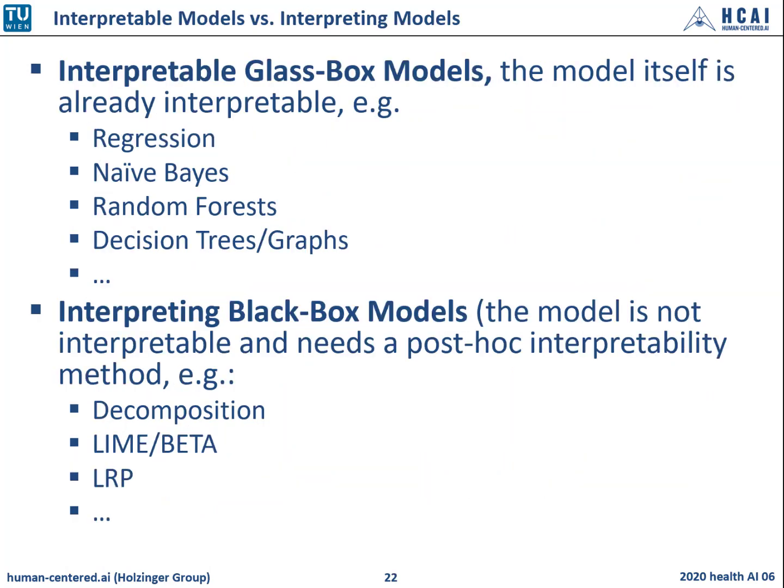So for now, what are interpretable models versus interpreting models? So we have the interpretable glass box models. That means that the model itself is already interpretable, for example, regression or naive Bayes, random forest, decision trees, for example, graphs. Graphs are already interpretable also to a human. And then we have these interpreting black box models. So the model is not interpretable and needs a post-hoc interpretability method, for example, via decomposition, LIME, LRP, and so on. So we will go into detail later. But here now just so that you have a top-level overview on these two families, interpretable versus interpreting.